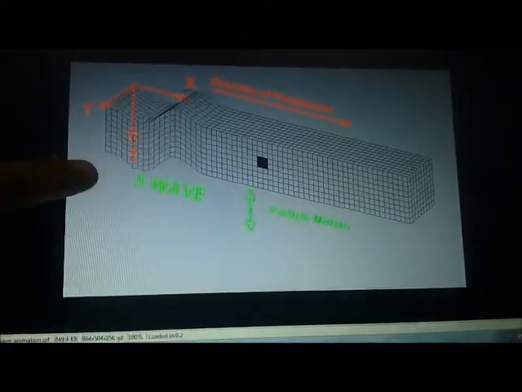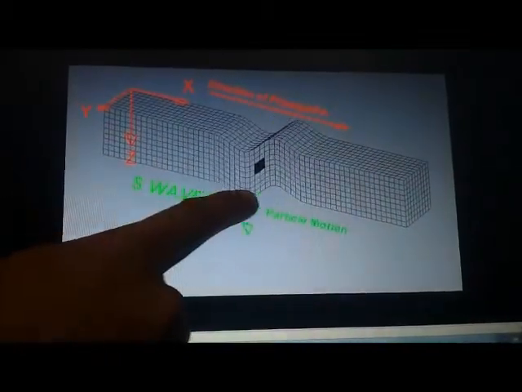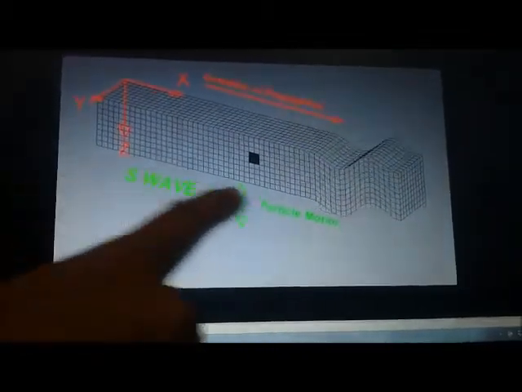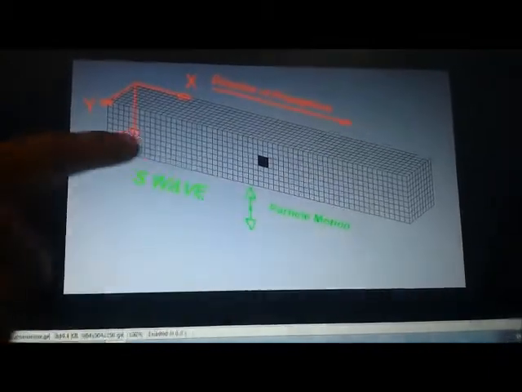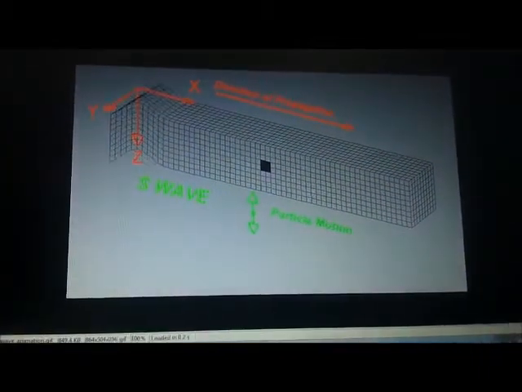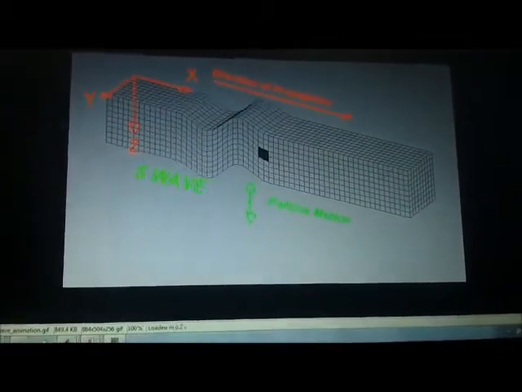And this is the Love wave. Here you can see that the amplitude is not varying with depth. It is the same throughout the depth. This is the difference between the S wave and the Rayleigh wave. Sorry, Love wave.